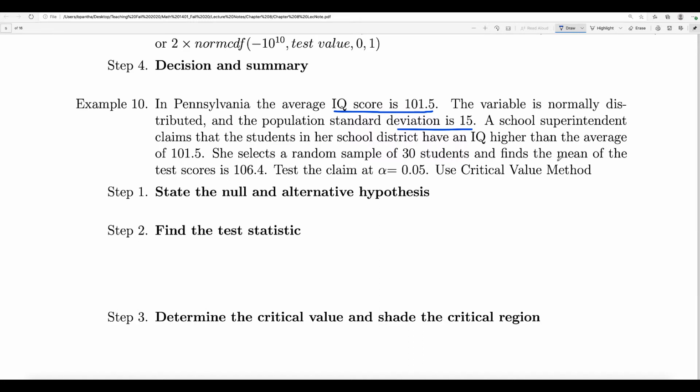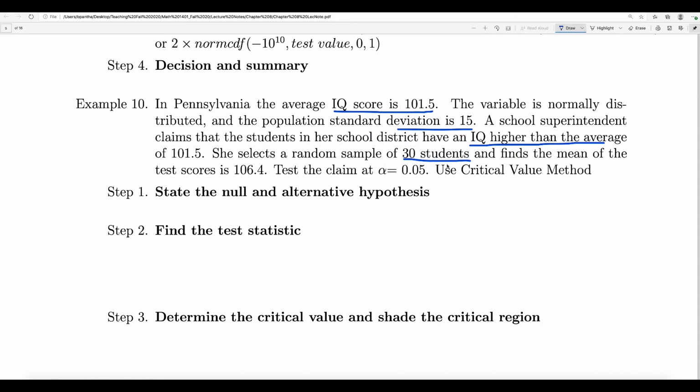A school superintendent claims that the students in a school district have an IQ score higher than the average. See, this is the claim. She claimed that it is higher. It does not have an equal to sign here. So this must be the alternative hypothesis, is higher, okay, than 101.5. That is the alternative hypothesis. And to verify her claim, she selects a random sample of 30 students.